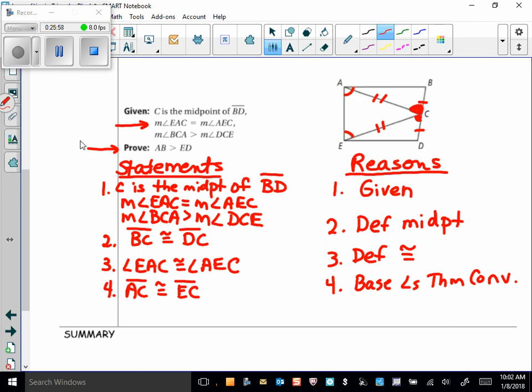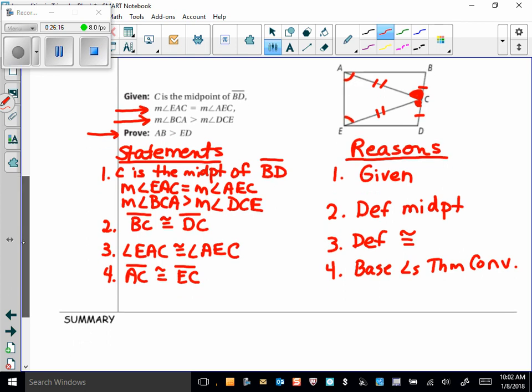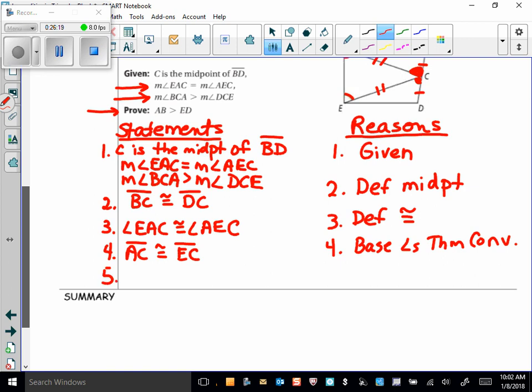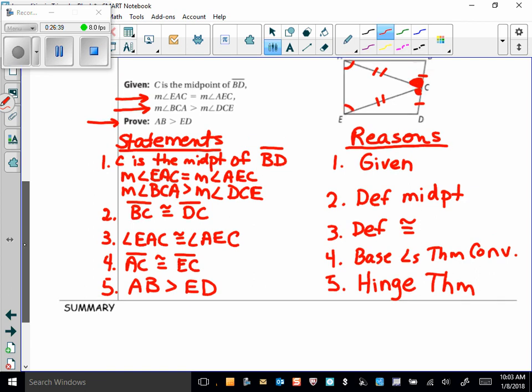I've got two sides of one triangle congruent to two sides of another triangle, and then this statement here that they gave me told me that one of the angles is larger than the other one. Therefore, I'm able to say that AB, since it's across from the larger angle, is greater than ED, which is opposite the smaller angle, and that's exactly what the hinge theorem says. So that's how you would use the hinge theorem in a proof. That's a beautiful, simple little proof.